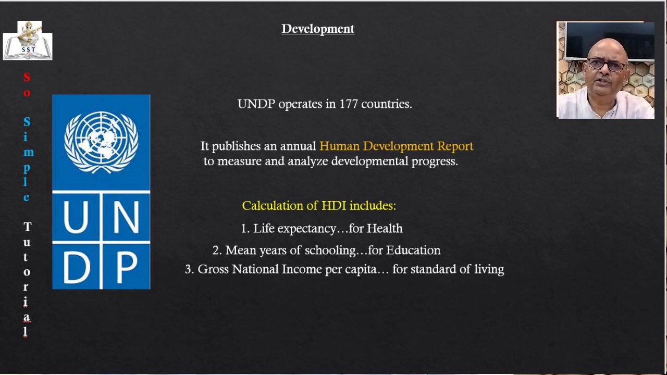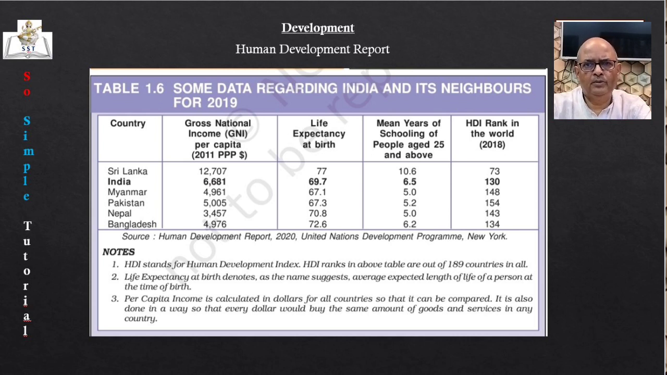The UNDP publishes an annual Human Development Report since 1990 to measure and analyze the developmental process. In its report, it compares countries based on educational level of people, their health status, and per capita income and ranks the country based on the level of development, called HDI, Human Development Index. Calculation of the index combines life expectancy for health, mean years of schooling for education, and gross national income per capita for standard of living.